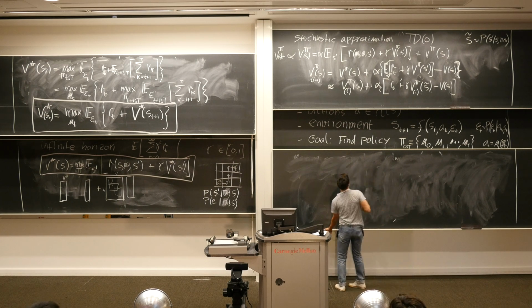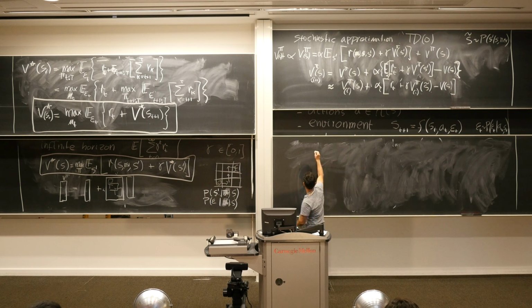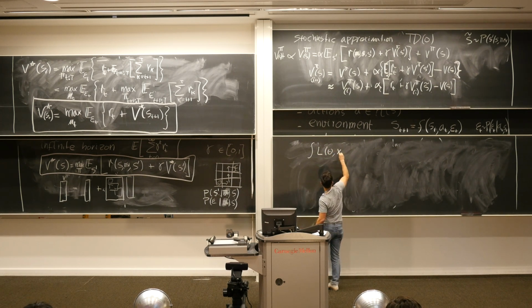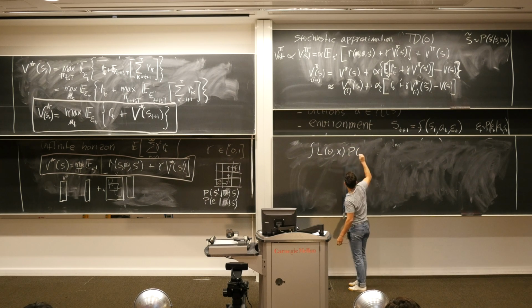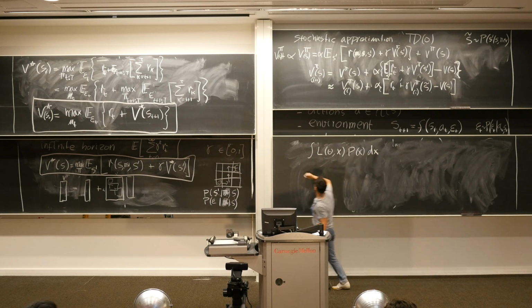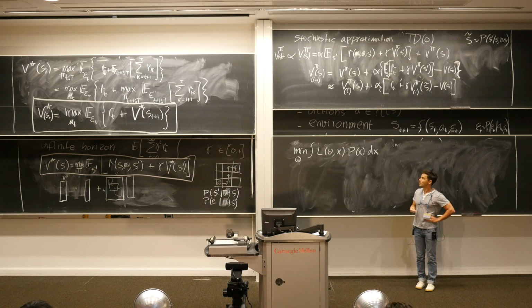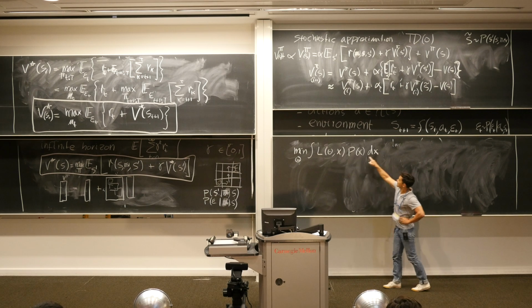So in particular, if we have a loss function that we're trying to minimize, so you have some loss function of parameters and data, with respect to some distribution, the environment that is producing data, that we need to minimize. That's the classical scheme for minimizing a loss in machine learning. The data comes from here.